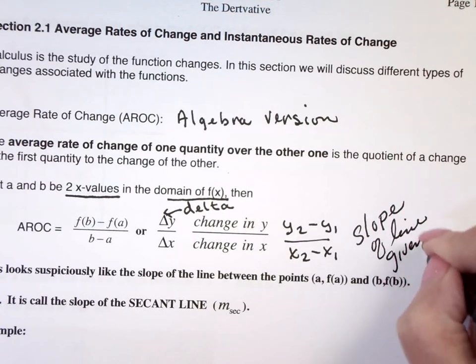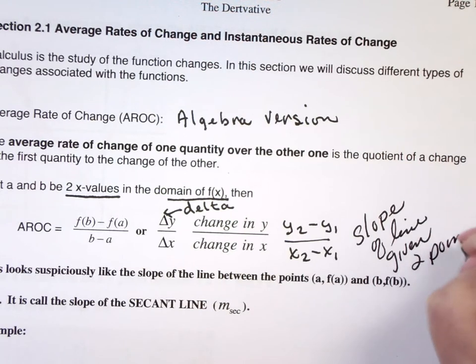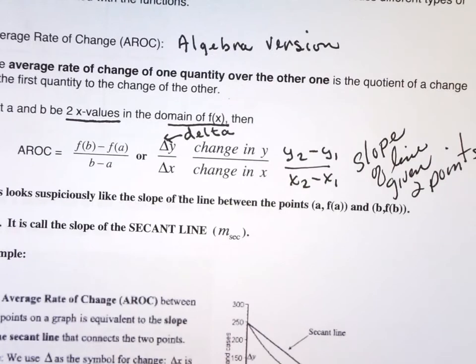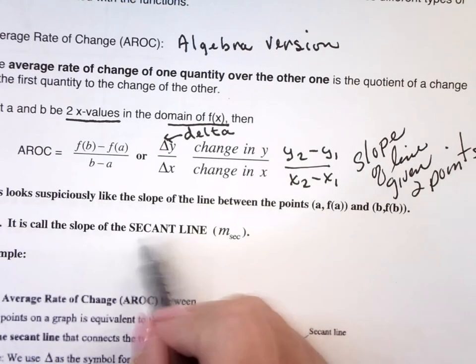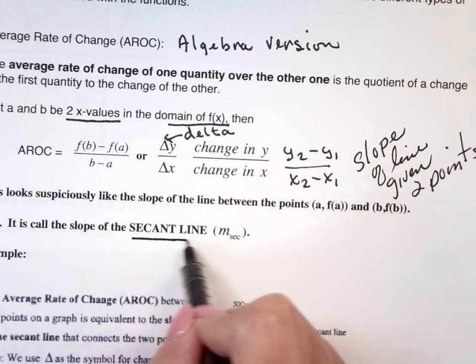Given 2 points. Something that you've been doing for a very long time. Very, very, very long time. We're just going to add different words to it. For our purposes, we're going to call it the slope of the secant line.